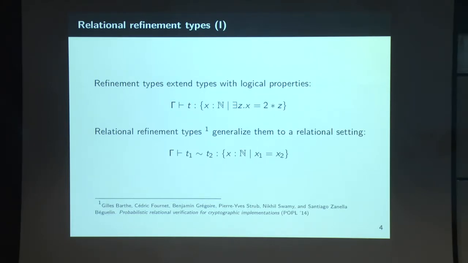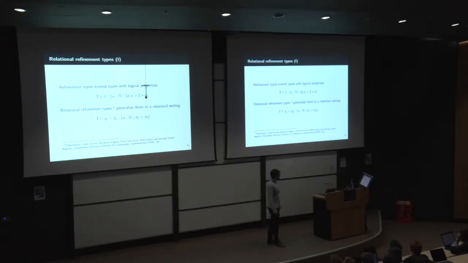I assume most of you are familiar with refinement types, but just in case, these are types that are qualified by some kind of logical predicate. For instance, we can speak about even numbers as a refinement of the natural numbers. We would say that the type of even numbers is the x in NAT such that x is twice some other NAT. This can be generalized to what's called relational refinement types.